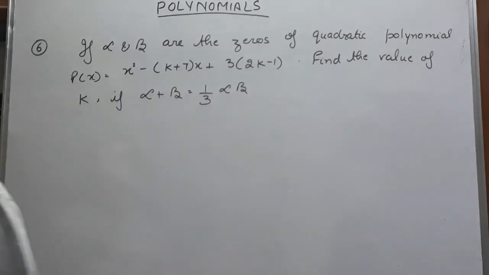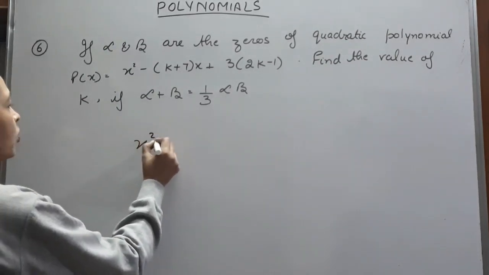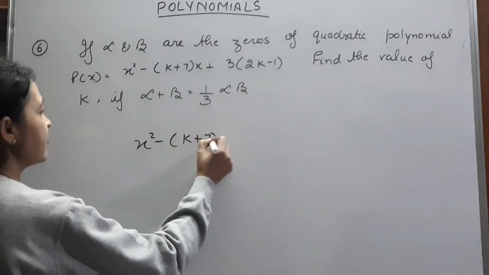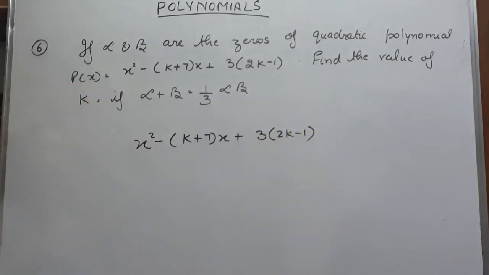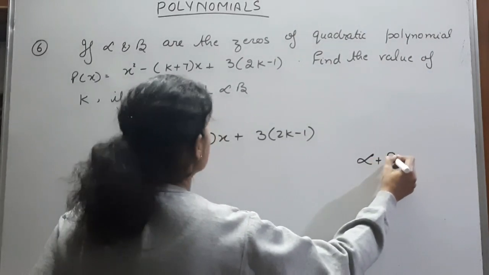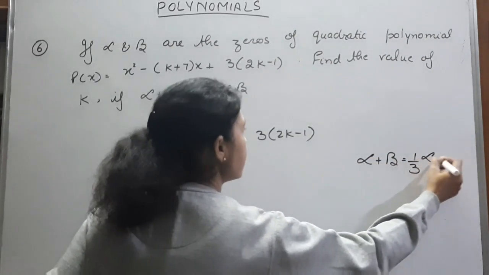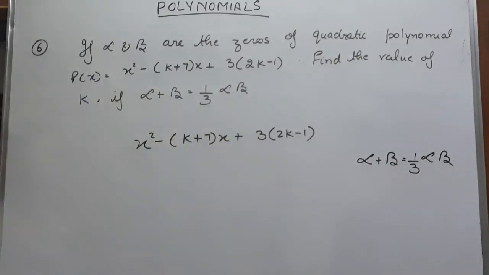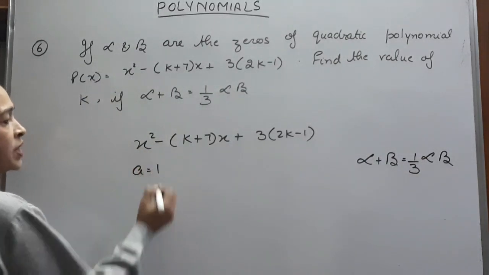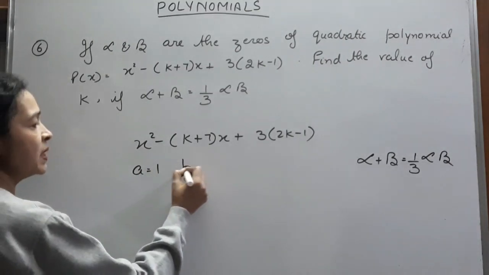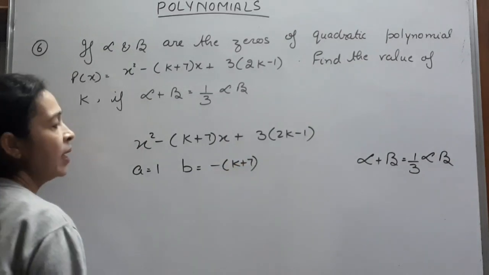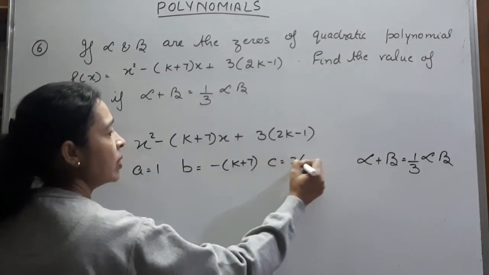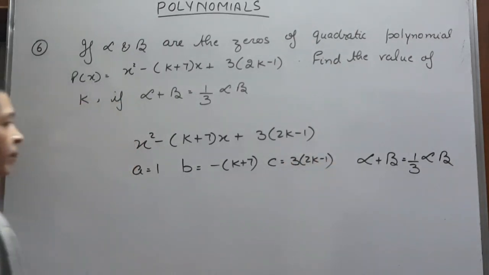If alpha and beta are the zeros of a quadratic polynomial x square minus (k plus 7) x plus 3 into (2k minus 1). This polynomial is given. We have to find the value of k when alpha plus beta equals 1 upon 3 alpha beta. In this case, what is A? A is the coefficient of x square, that is 1. What is B? Coefficient of x. This is minus of (k plus 7). And what is C? Constant, 3 into (2k minus 1).